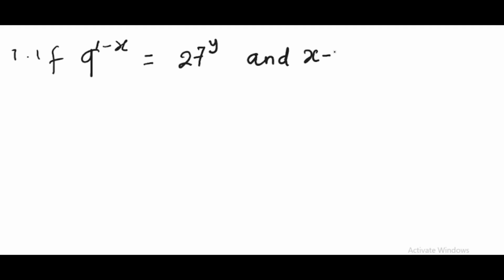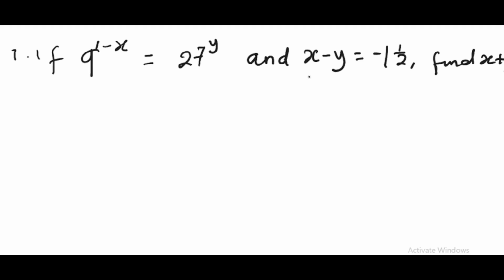So the first question I have says, question 1. If 9 raised to the power 1 minus x is equal to 27 raised to the power of y, and x minus y is equal to minus 1/2, the question says find x plus y. So we have a pair of equations to solve simultaneously.